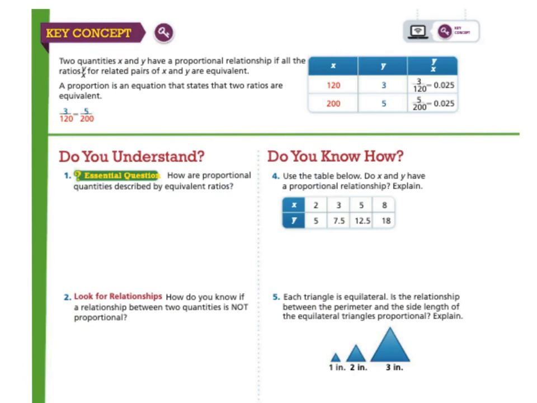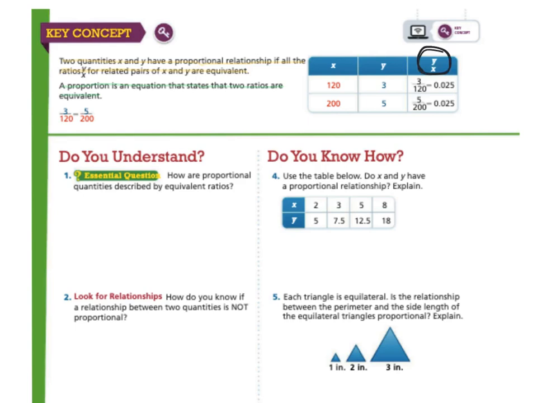To summarize the key concept, what we need to remember is that when we have two quantities in a proportional relationship, it means all the ratios that relate them are equivalent, and that a proportion is an equation that states that those ratios are equivalent.